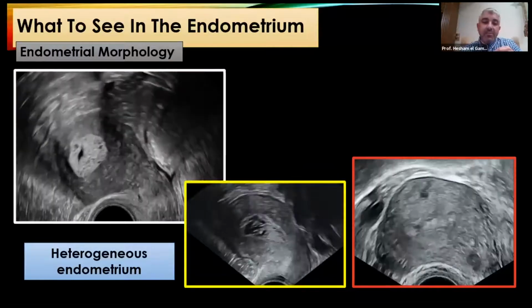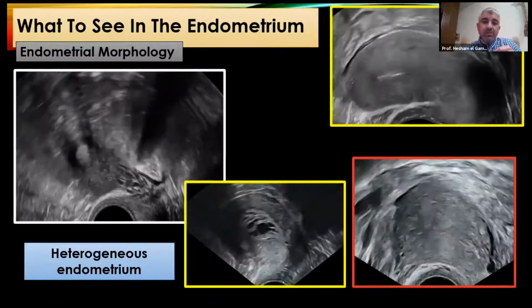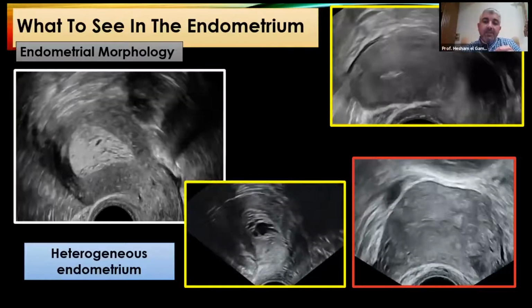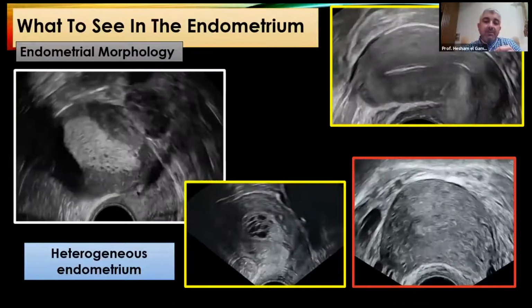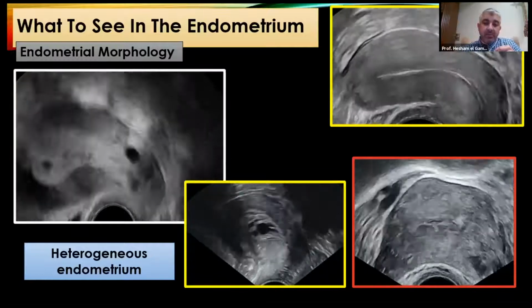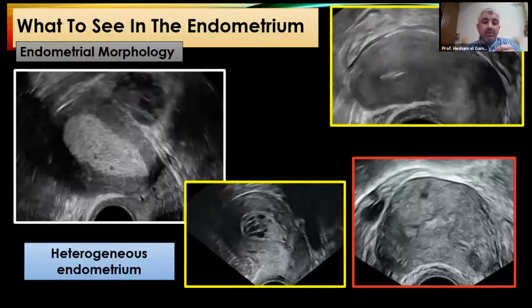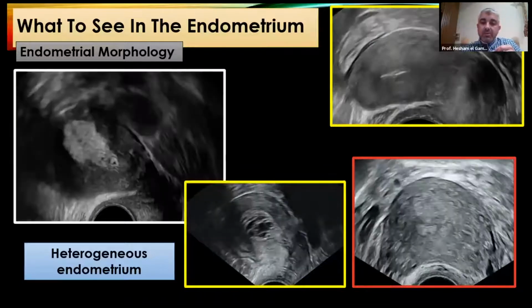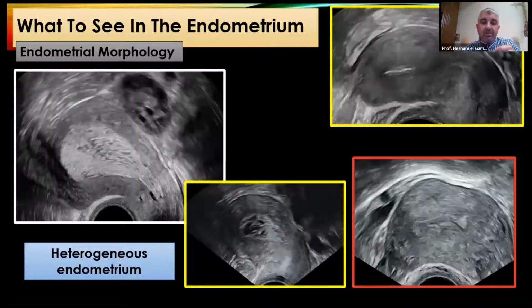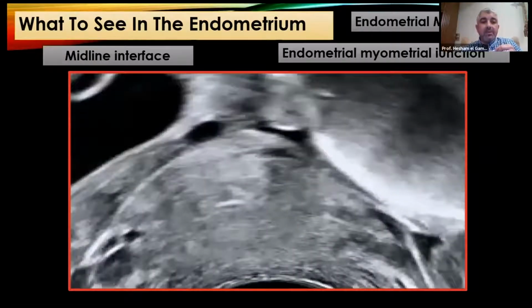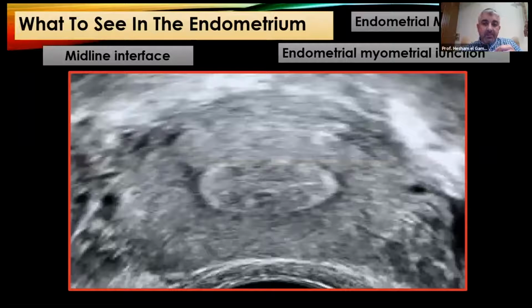My advice with these endometriums is always look at them post-menstrual before ordering any intervention. Sometimes you find all these things shed and you find a normal endometrial interface, and sometimes you would need to do either a biopsy or give medical treatment in order to treat cases like endometrial hyperplasia and so forth.